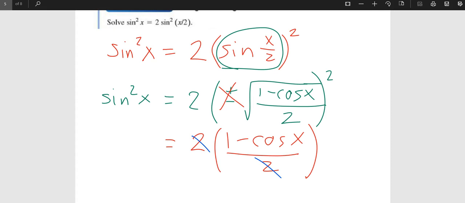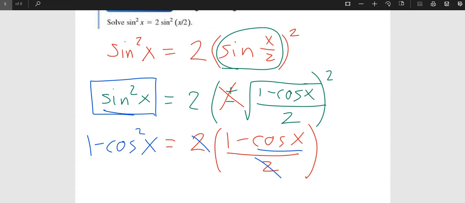Now, I've got a sine squared x on the left and a cosine x on the right. That's a conundrum. We need to get them into the same trig. Is there anything we could substitute for sine squared which would be useful? 1 minus cosine squared. Nice. Now we've got all cosines. I think.